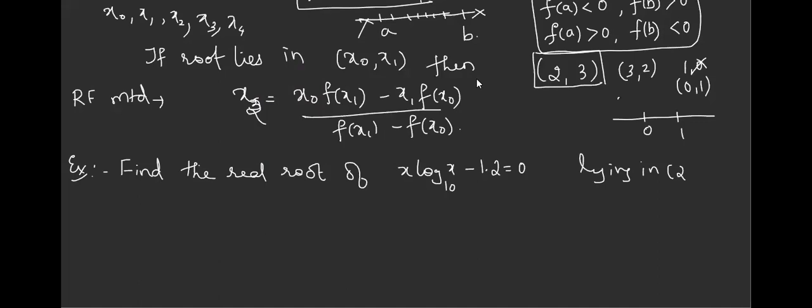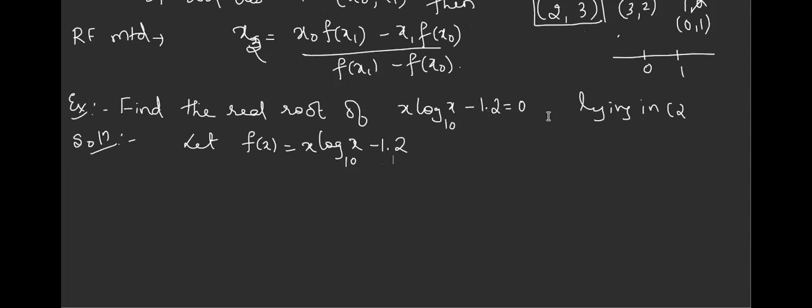So here, what we'll do, take the function f of x. In the format, you take all the terms on one side, only keep 0 on the other side, and take that entire thing as f of x. So can anybody help me, tell me what is my f of x? F of x is this entire thing, x log x to the base 10 minus 1.2. Got it?